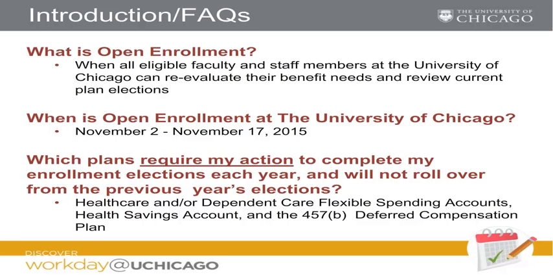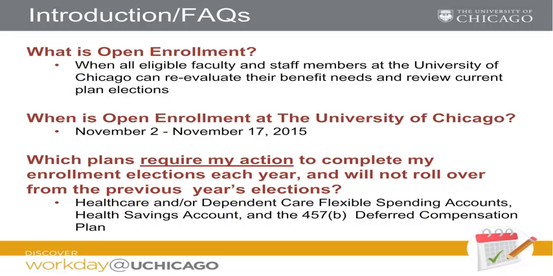What is open enrollment? A time period when all eligible faculty and staff members at the University of Chicago can reevaluate their benefit needs and review current plan elections. When is open enrollment at the University of Chicago? November 2nd through 17th, 2015.